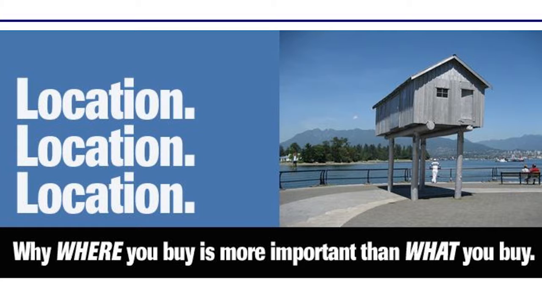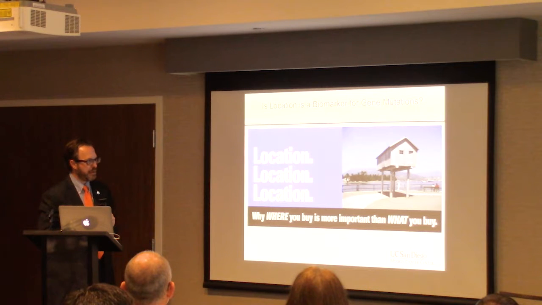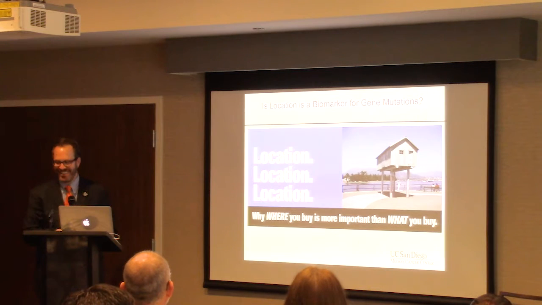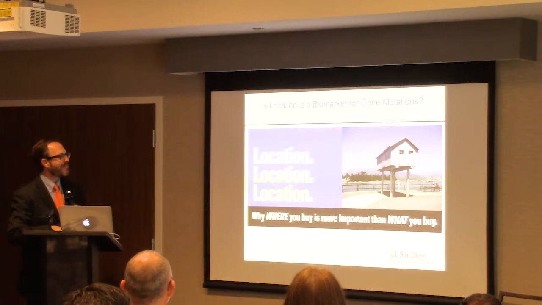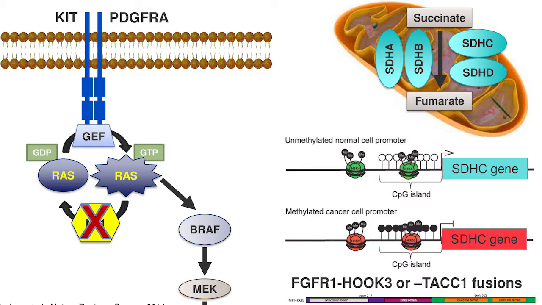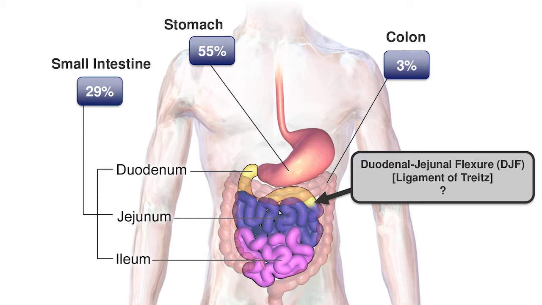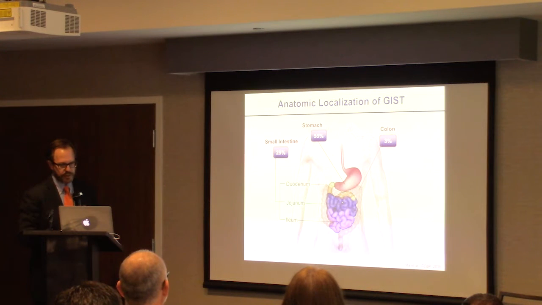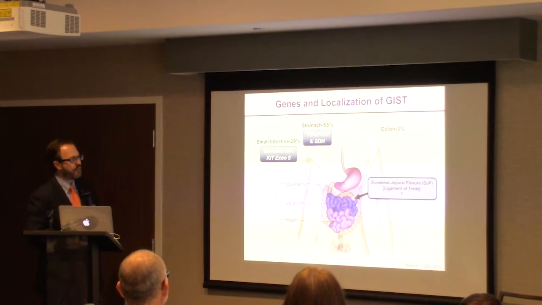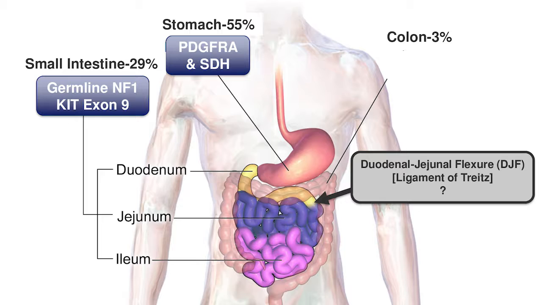Another story that we published a couple years ago now. It's all about location, Canada, Vancouver. So we already talked about this, but the point I'm going to make here is that I'm going to talk about NF1 for a minute. We know the anatomic locations of GIST: about 55% in the stomach, then small bowel, and rarely in the colon. What do we know in terms of locations? Maybe that some of the PDGFs and the SDHs are more common in the stomach, versus NF1 and KIT exon 9s, which are probably more common in the small bowel.